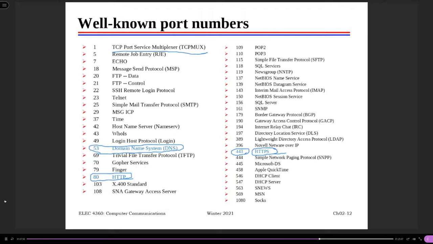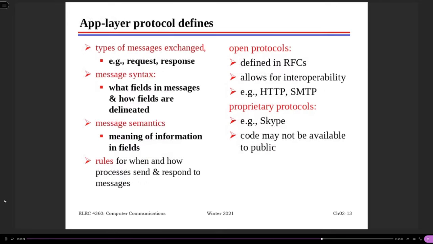HTTPS is actually equal to HTTP combined with the so-called Secure Socket Layer. So you can view HTTPS as the secured version of HTTP. There are also some other interesting protocols. Let's just go over them. So those are the port numbers.